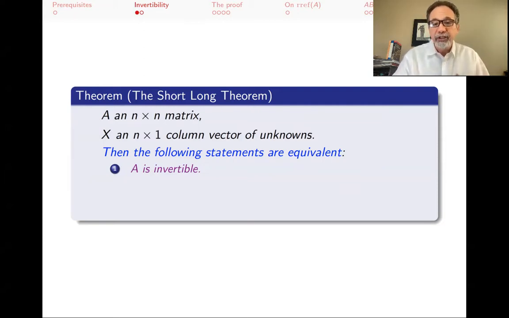So it's giving you alternate definitions, if you will, or sufficient and necessary conditions for being invertible. One condition is A is invertible, meaning that it has an inverse. There's some other matrix that you multiply and you get identity. And we would like to know which matrices are invertible, and this theorem is going to help us do that.